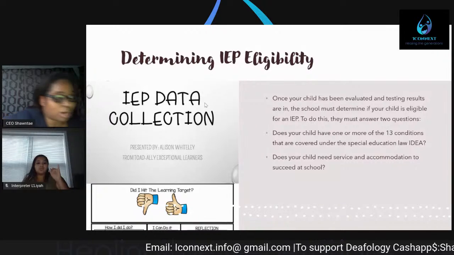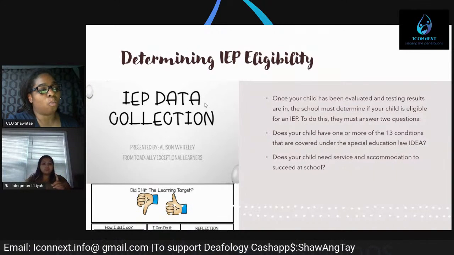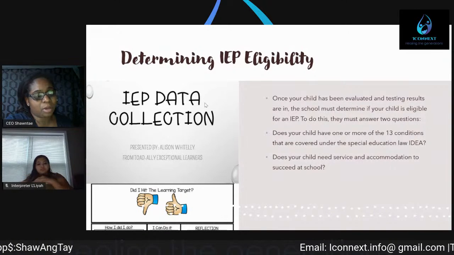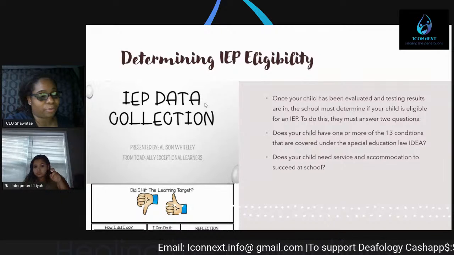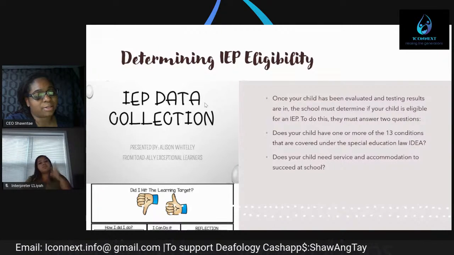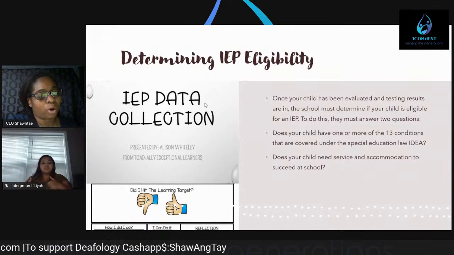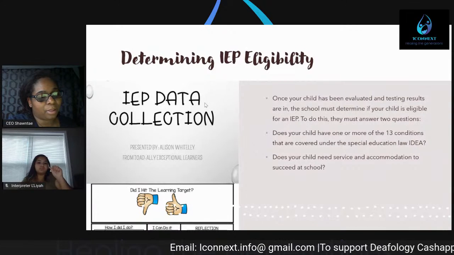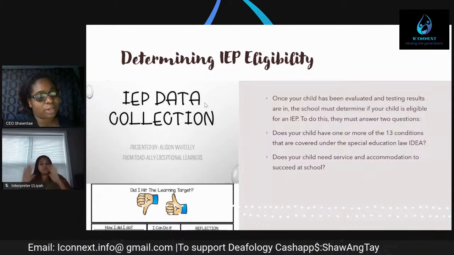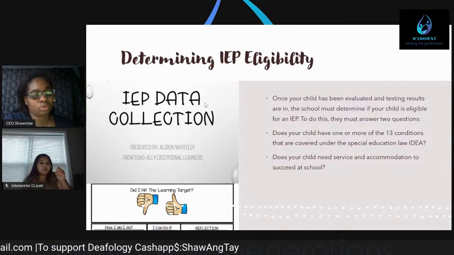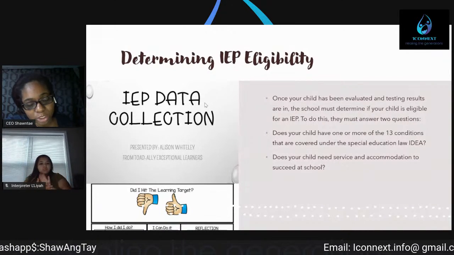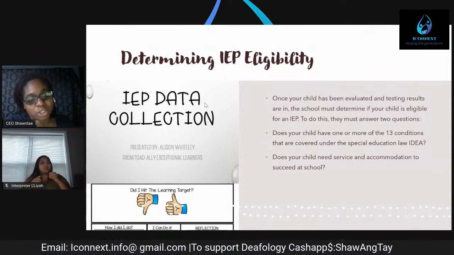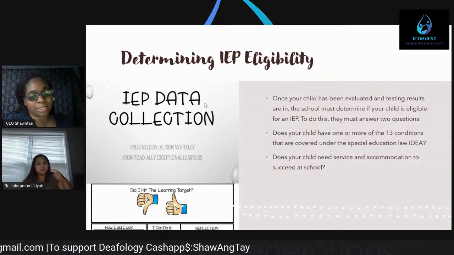Determining IEP eligibility. So once your child has been evaluated and test results are in, the school will determine if your child is eligible for an IEP. There are 2 questions. Does your child have one or more of the 13 conditions that are covered under the IDEA law? And 2, does your child need services or accommodations to succeed at school? That's what they want to know. Does your child fall under the federal law guidelines? And does your child need accommodations to succeed in school?